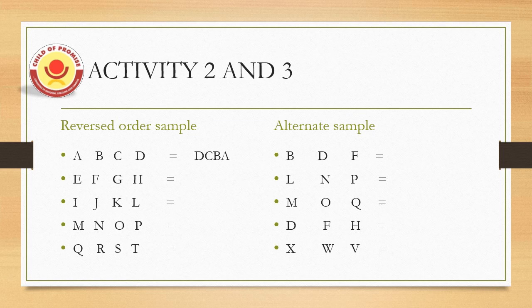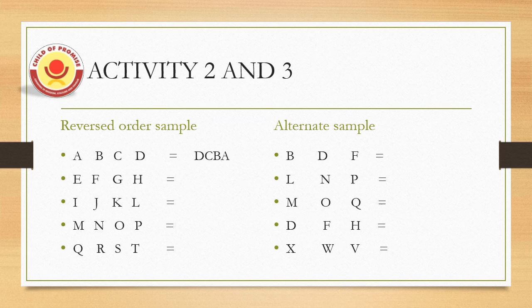Now we come to the alternate sample. Remember, in alternate sample, we skip letters. Okay, we pick the first letter, we skip the second letter, and then we pick the third letter. So that's how the alternate sample is arranged. All right, so you see, we left A, the first letter of the alphabet, and picked B. And of course, we skipped C and picked D. Then we skipped letter E and picked F.